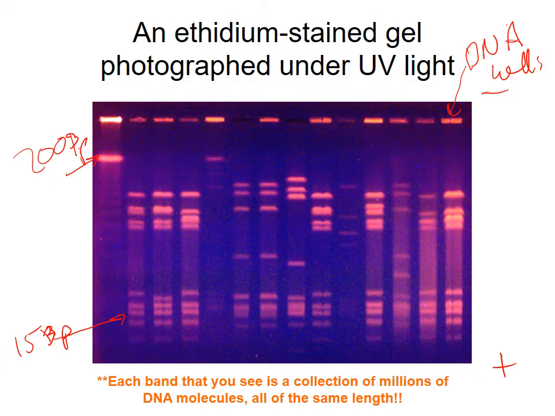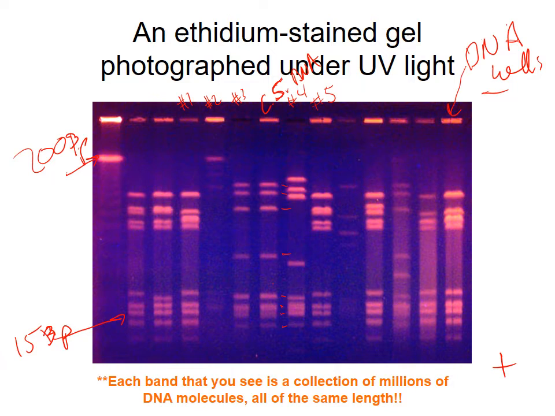So if we say that this one right here is our crime scene DNA, and this is suspect number 3, this is suspect number 2, this is suspect number 1, this is suspect number 4, and this is suspect number 5. Now you can see that the crime scene DNA that we have has bands that are here, here, here, here, and then all the way down to there.